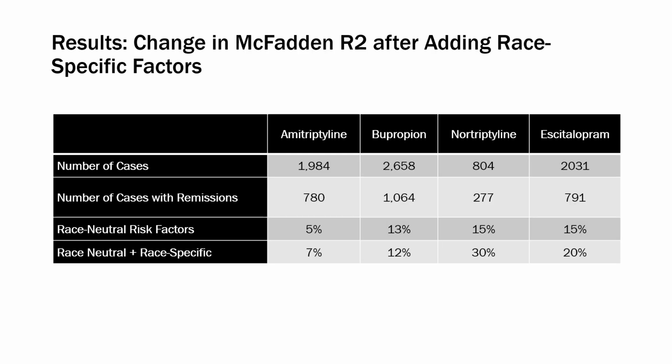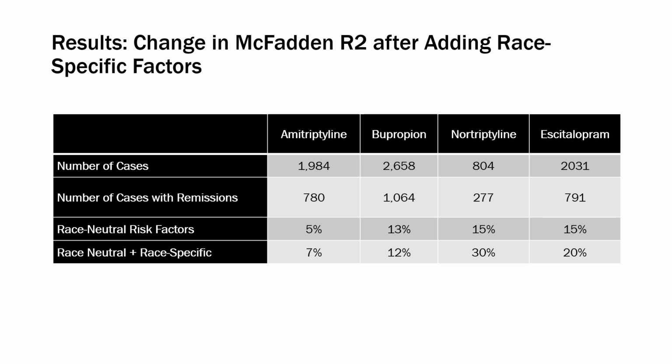For amitriptyline, we had 1,984 cases. 780 of them had experienced remission, and the McFadden R-squared for race-neutral risk factors was 5%, and in cross-validation, the McFadden R-squared for race-neutral and race-specific risk factors was 7%. So not much of a large gain. Similarly, for bupropion, there were 2,658 cases, roughly 1,000 of them were in remission. 13% was the McFadden R-squared for race-neutral risk factors, and 12% was the revised McFadden R-squared after we add in race-specific factors.